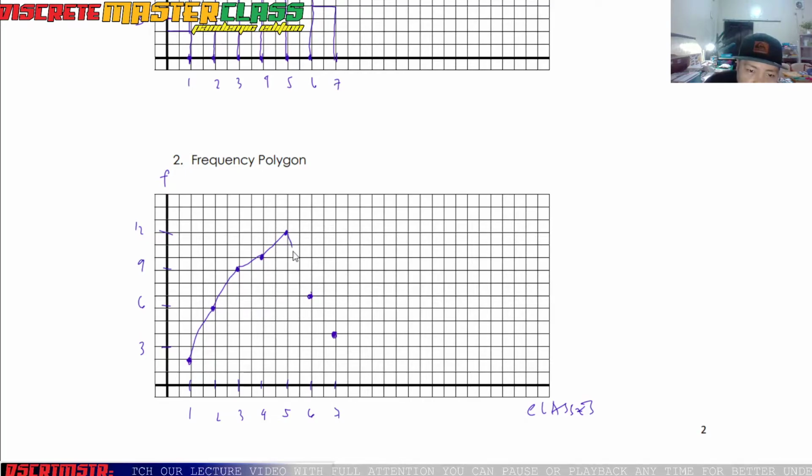Just connect the points. Okay? That's the last point. Pero the first point should be the origin. Kailangan laging connected yan sa origin. Ang tawag yan is frequency polygon. Okay? Okay, good.